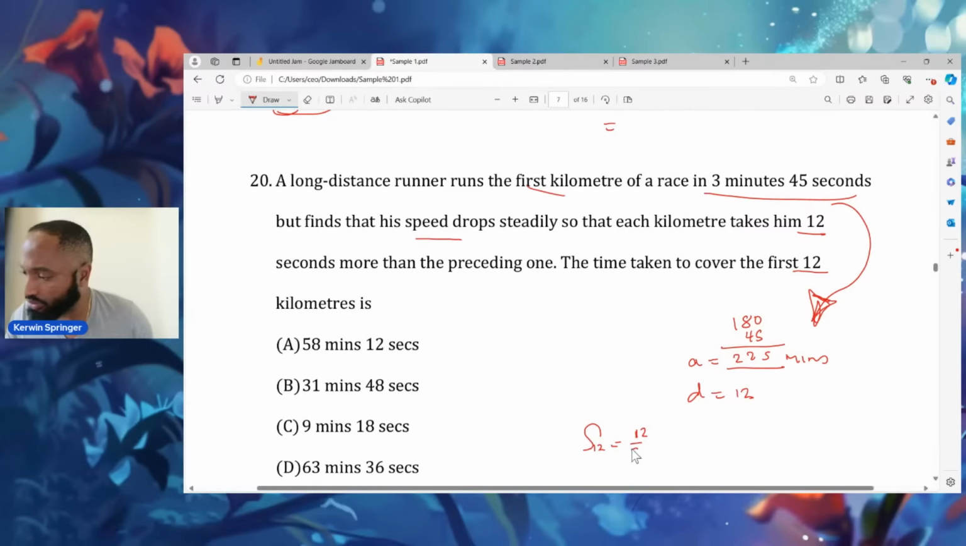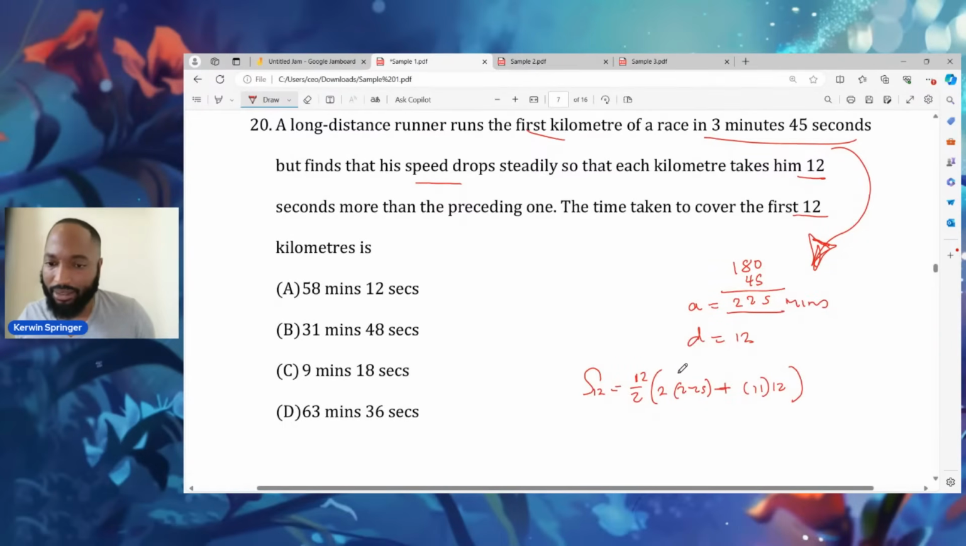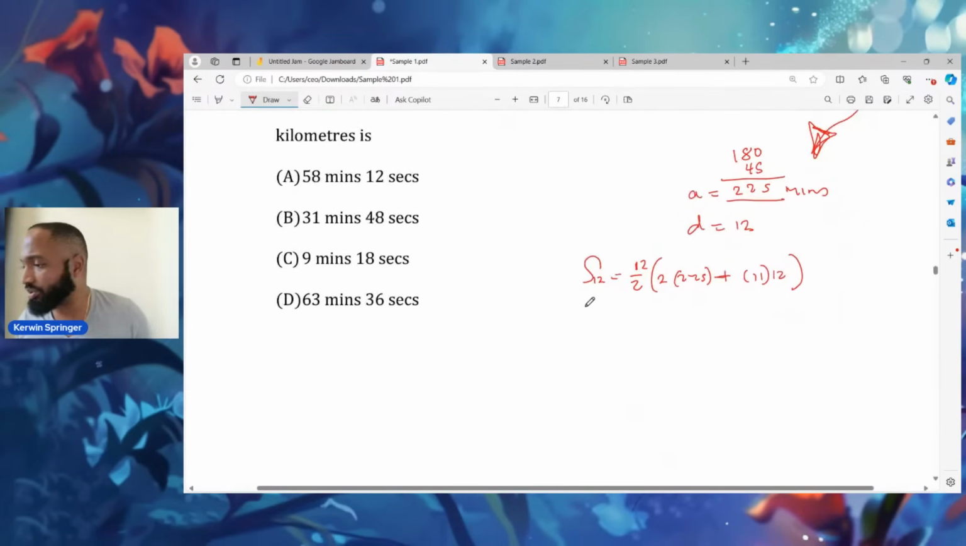So it's 12 over 2 by 2a, 2 by 225, plus n minus 1, so 11 times 12. So we found the sum of an AP. Each kilometer is taking him 12 more seconds, so I'm adding 12 to every one. Time taken to cover the first 12 kilometers. You could use the a and l, but you had to find the l. So best you just put in this whole thing. So simplify, this is 6 by 2 by 225, that is 450, plus 132.